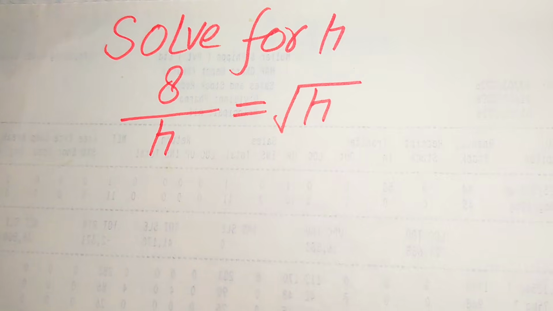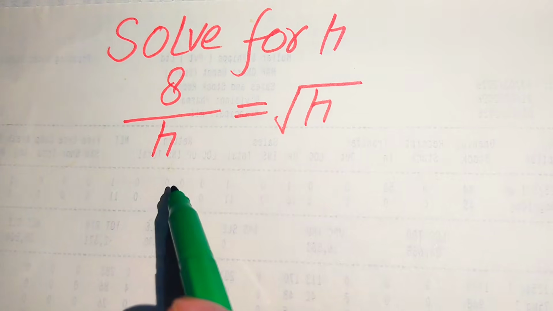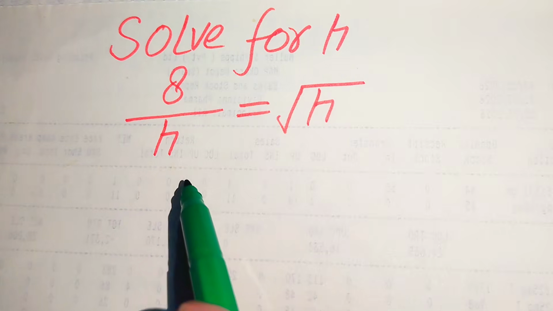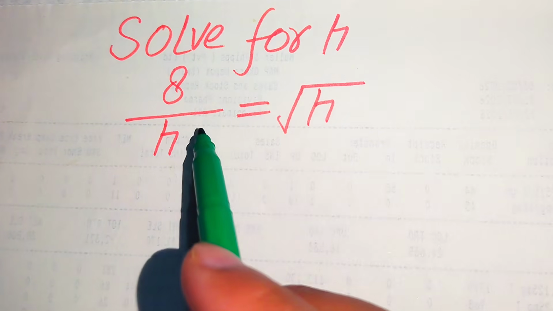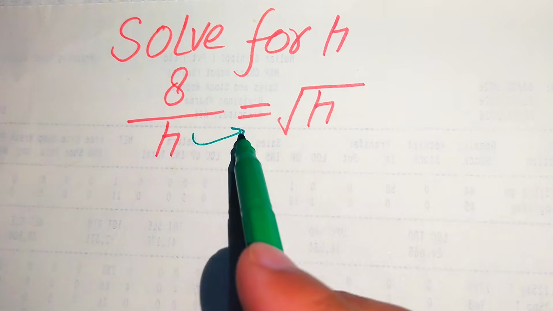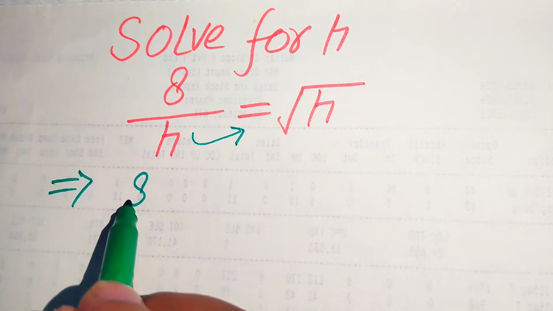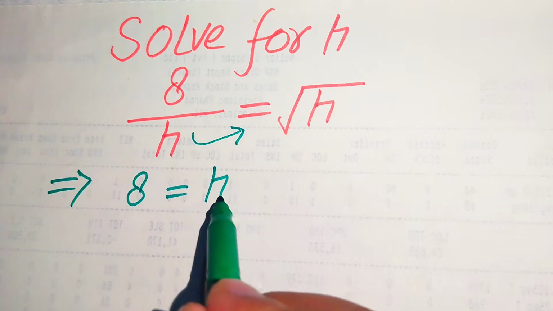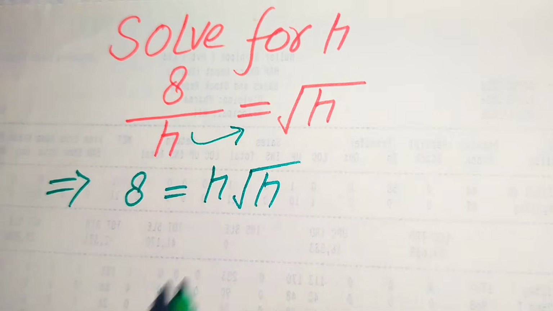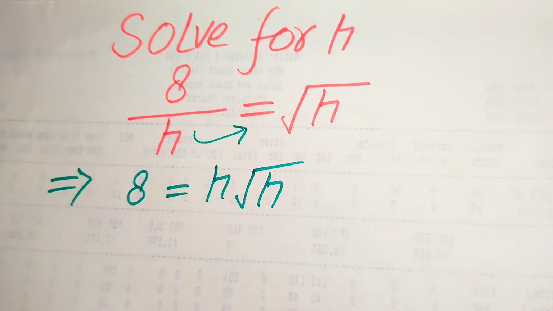And now we move towards the solution of this problem. The very first step we are going to do is, you see that this h is dividing on the left hand side. We need to move this h to the right hand side, and it will be written as 8 is equal to h times the square root of h.